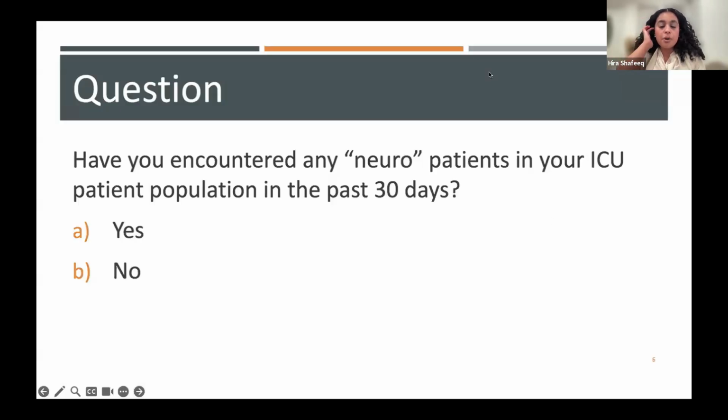So here's a poll question. I just wanted to get an understanding of where we all practice. Have you encountered any, quote unquote, neuro patients in your ICU patient population that you either treat, verify medication orders for, or are a clinical pharmacist for in the past 30 days? Yes or no?